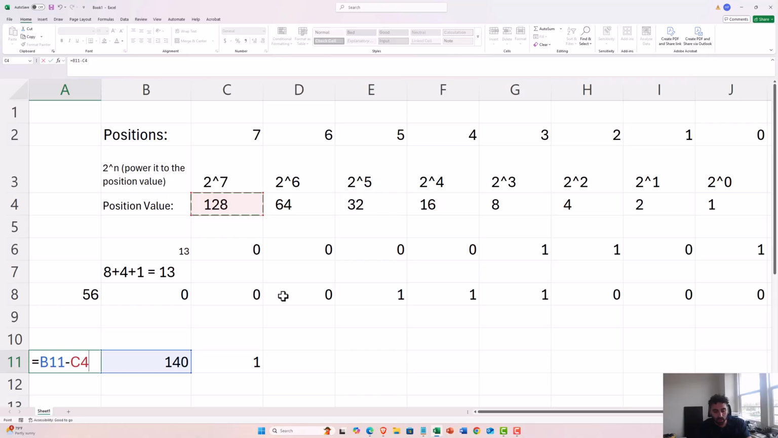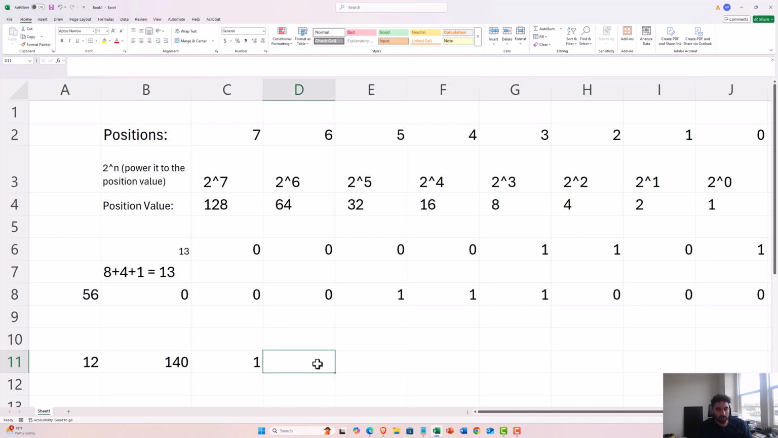Minus the 128, we have 12 left. All right? We take a look at 12. 64 cannot go into 12, right? So position 6 would be a 0. 32 cannot go into 12, so position 5 is going to be a 0. Position 4 is 16. 16 is bigger than 12, so position 4 is going to be a 0.